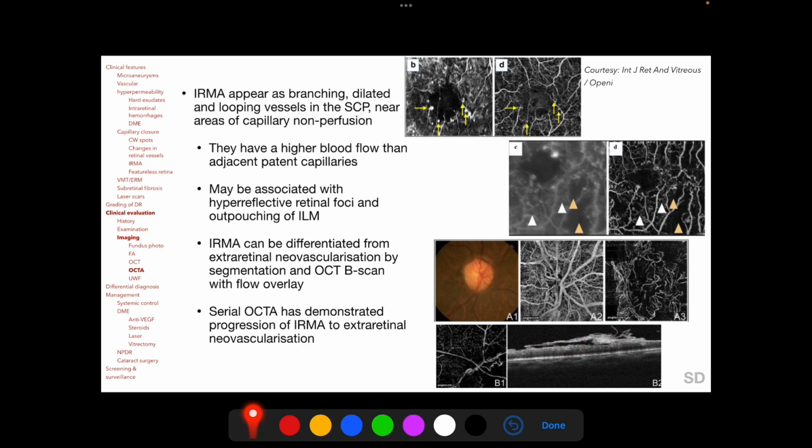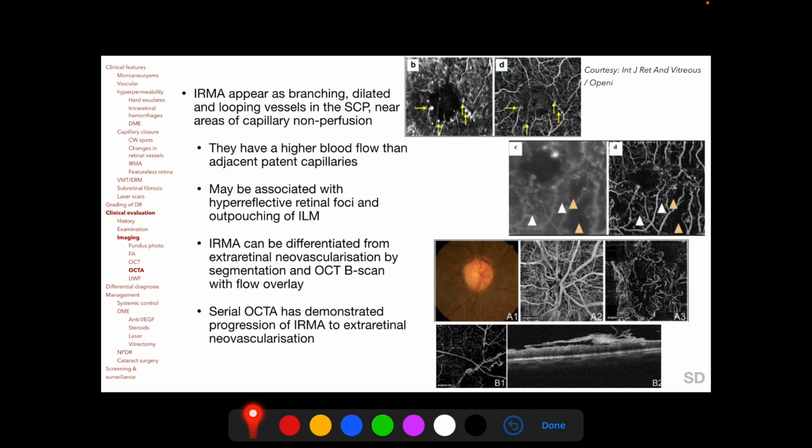On OCTA, IRMAs, as indicated by the white arrowheads in this photograph, appear as branching, dilated, and looping vessels in the superficial retinal capillary plexus near areas of retinal capillary non-perfusion, and this is said to be because they have a higher blood flow than adjacent patent capillaries. As we have discussed earlier, OCTA may enable us to differentiate IRMAs from extraretinal neovascularization by segmenting anterior to the internal limiting membrane, and also with the help of the OCT B-scan with flow overlay, which we have discussed in the session on OCTA.